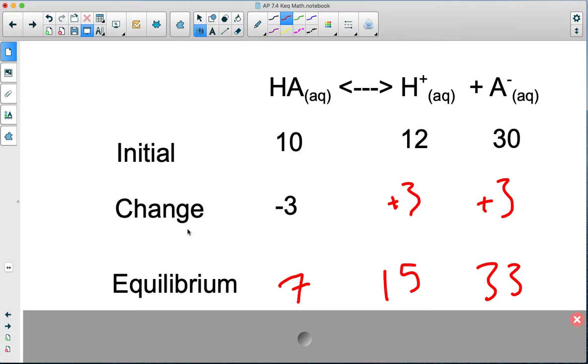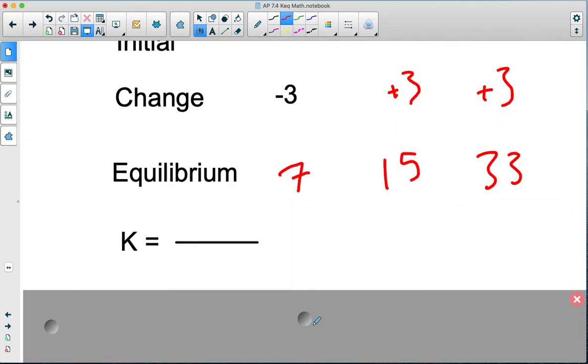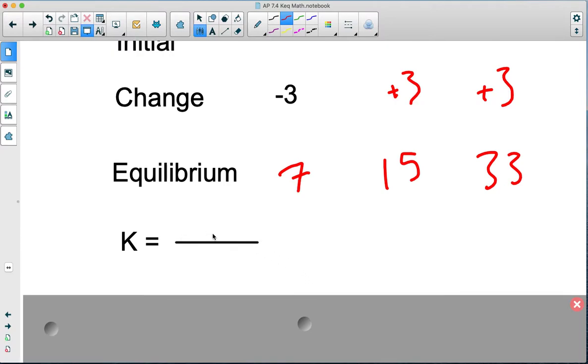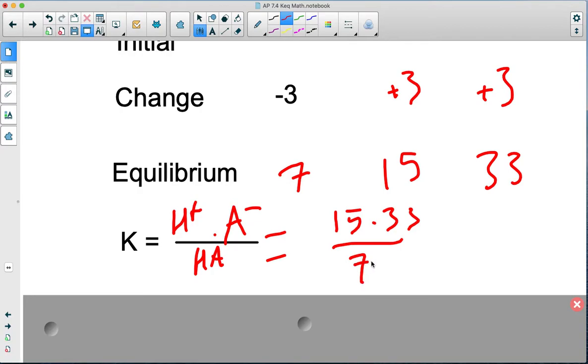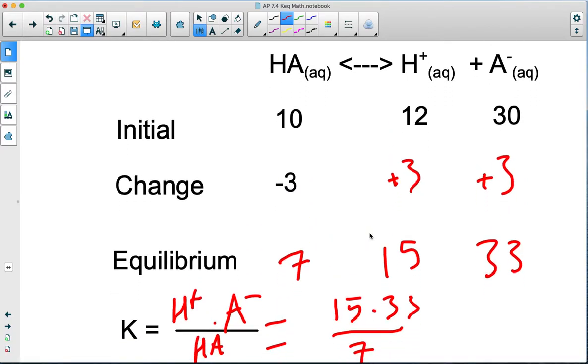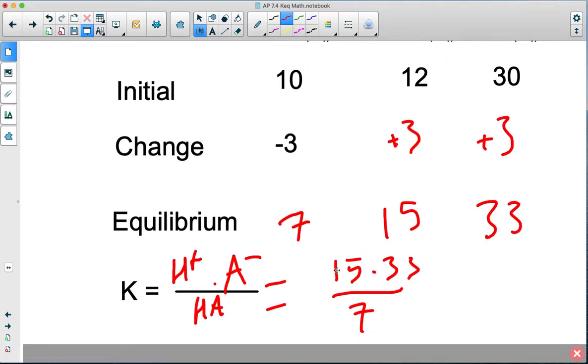Okay, so if we think about putting those into an equilibrium expression, this is going to be the concentration of H plus times the concentration of A minus over the concentration of HA. Although I should have brackets around them, but you get the idea. So we're going to put these numbers in. It's going to be 15 times 33 over 7. The HA concentration at equilibrium is 7 molar. Now this is 15. Now this is 33. Now we just need to do some math.